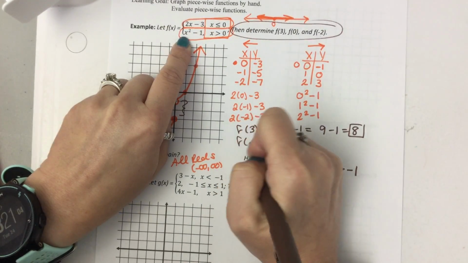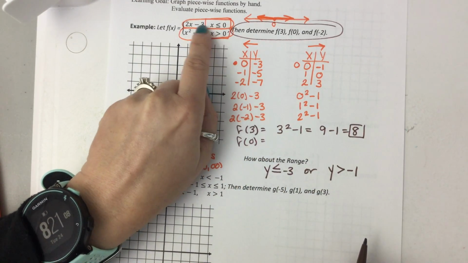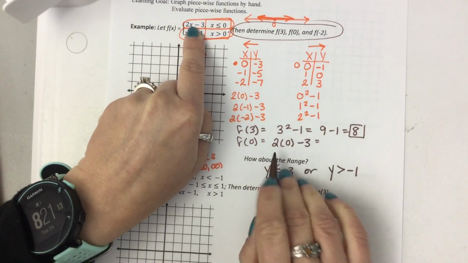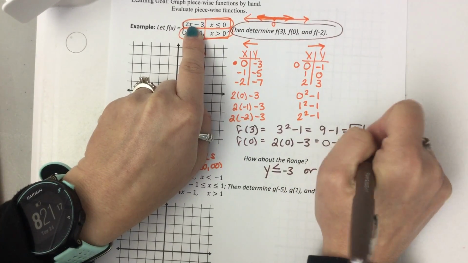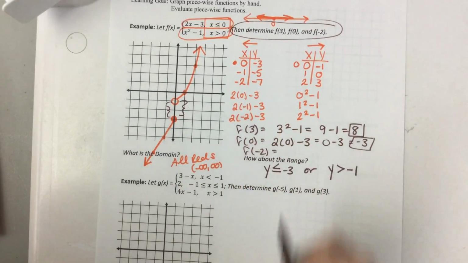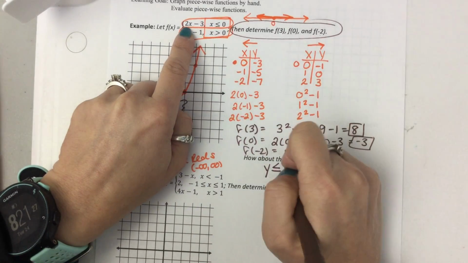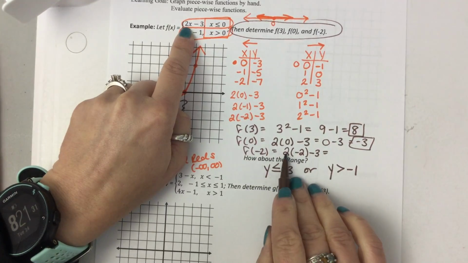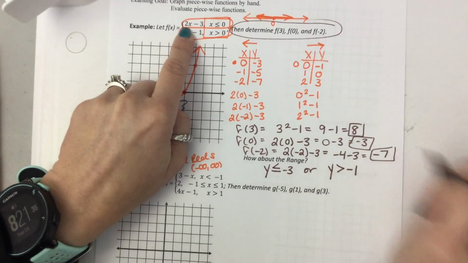If I do f of 0. Now 0 is mentioned in both domains, but it's included in the top piece. So I need to go 2 times 0 minus 3. 2 times 0 is 0. 0 minus 3 is -3. And last but not least, f of -2. Now -2 is less than 0. So I need to put it into the top piece. 2 times -2 minus 3. 2 times -2 is -4. -4 minus 3 is -7.